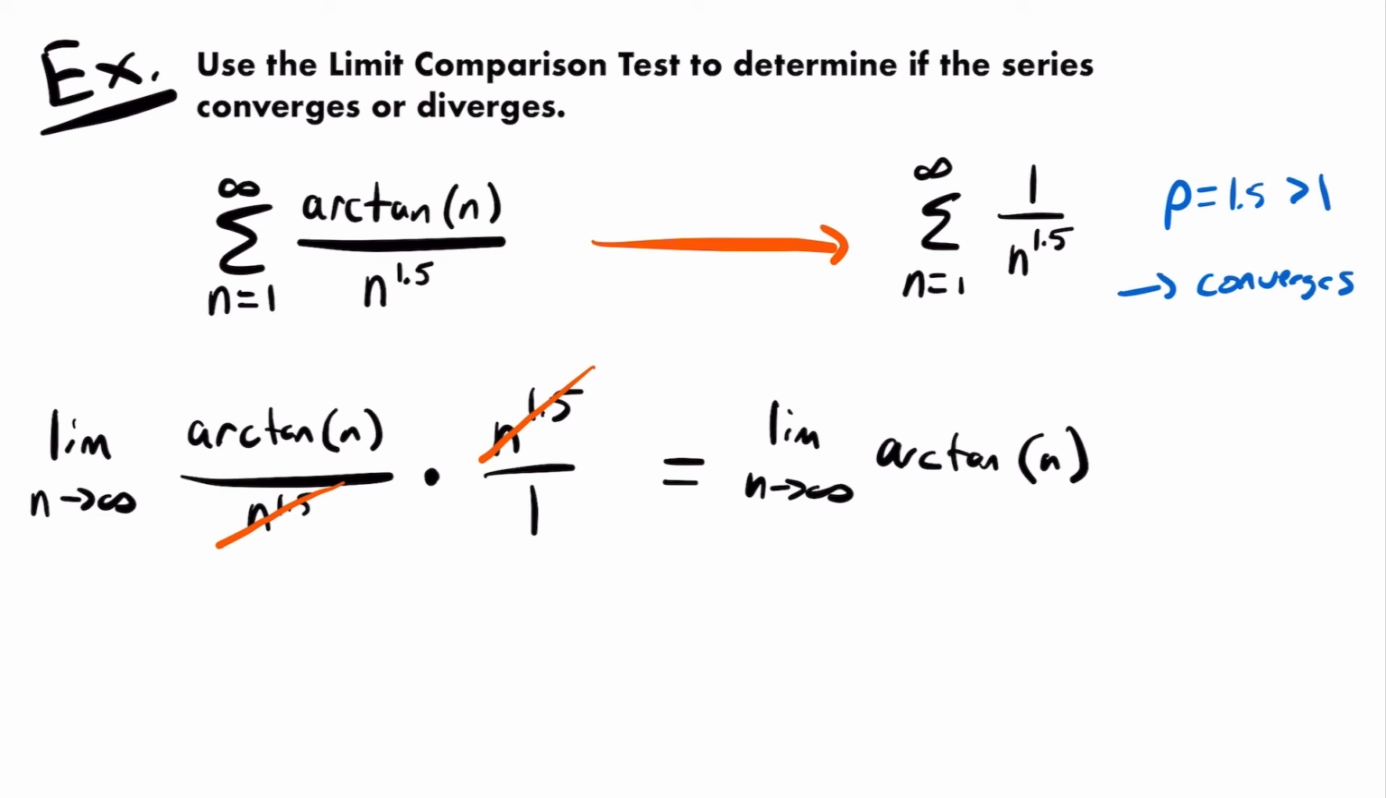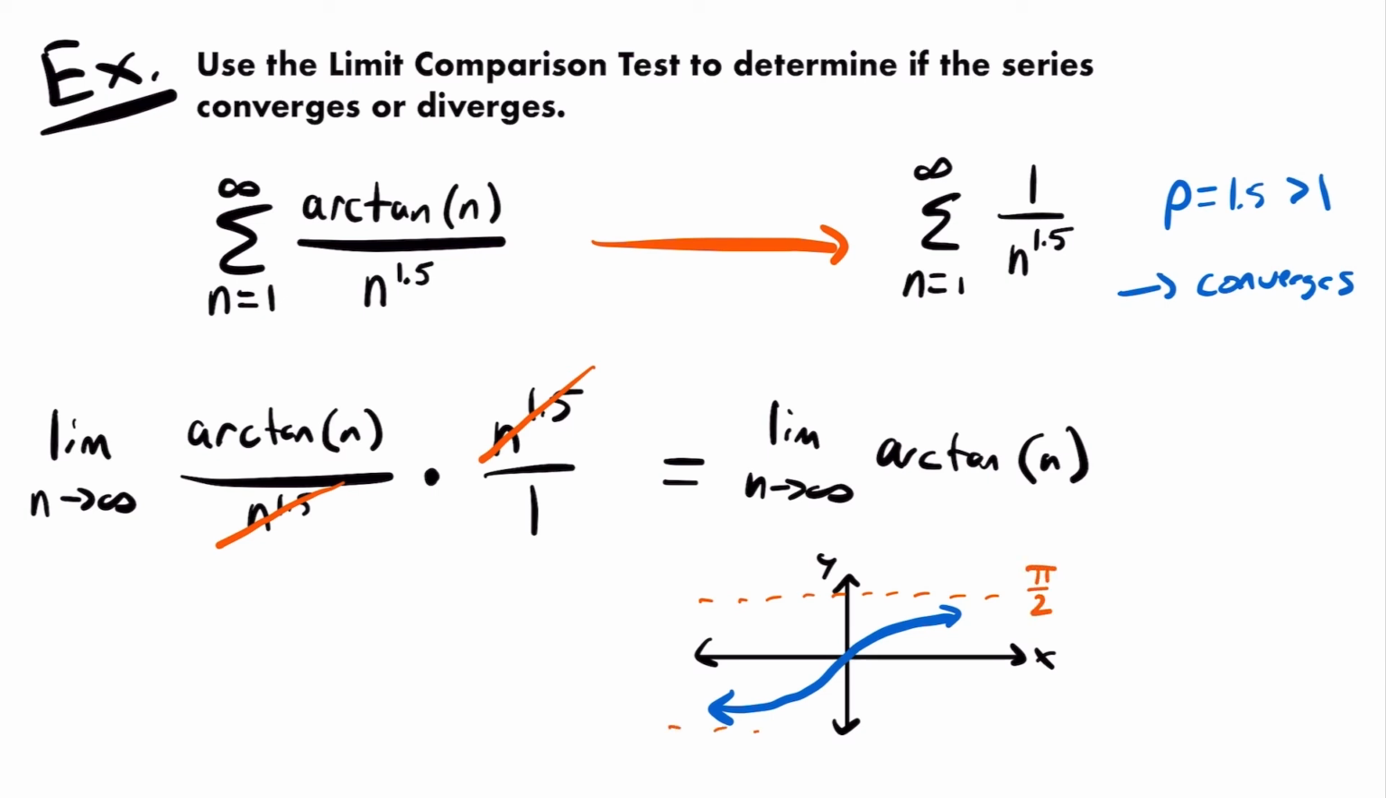And so what happens to arctangent of n as n approaches infinity? Well, if you're familiar with the arctangent function, if we're to look at the graph, this would be the x-axis and this is the y-axis. The graph of the arctangent function looks a bit like this. It has two horizontal asymptotes, one at positive pi divided by 2, so that's right here, and then one at negative pi divided by 2, which is down here.